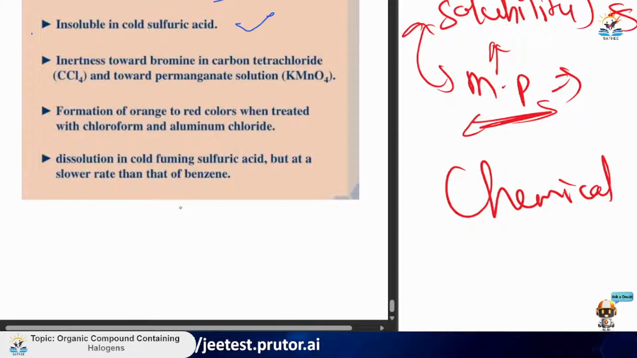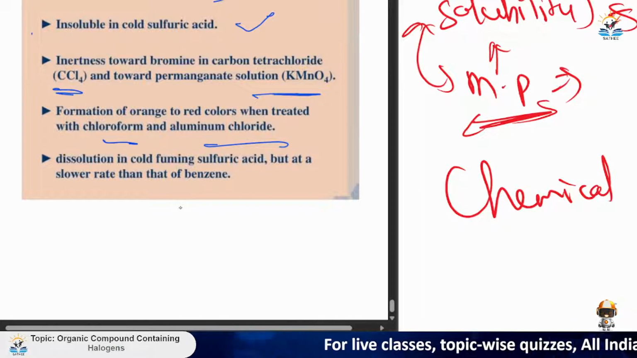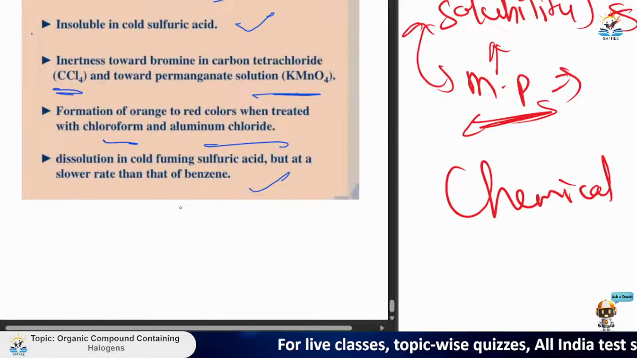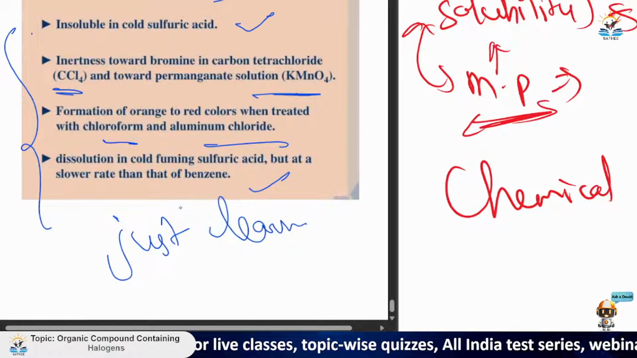Inertness towards bromine and carbon tetrachloride, CCl4, and towards permanganate solution. Formation of orange to red colors when treated with chloroform and aluminium chloride. These are some color change properties. Dissolution in cold fuming sulfuric acid, but at a slower rate than benzene. Okay, these are some points you need to learn. Just learn, we have no logic behind this one.